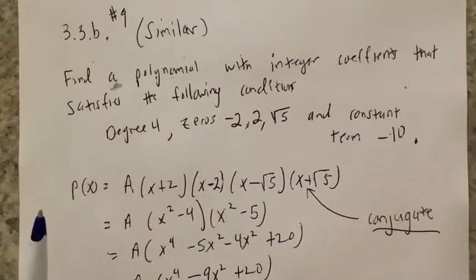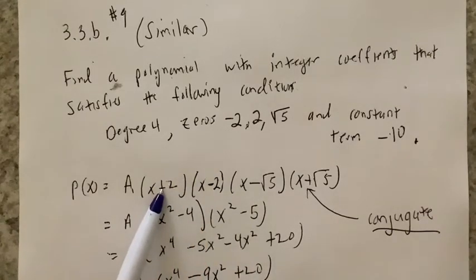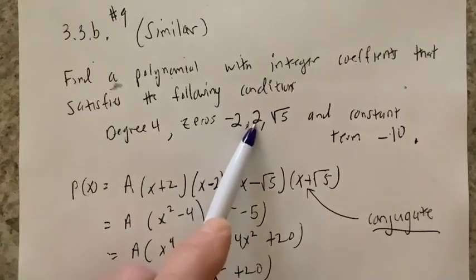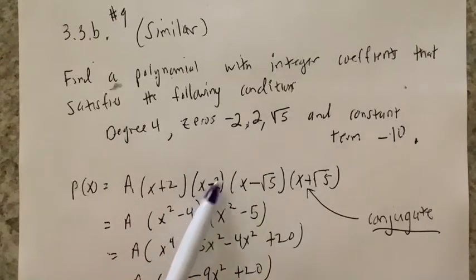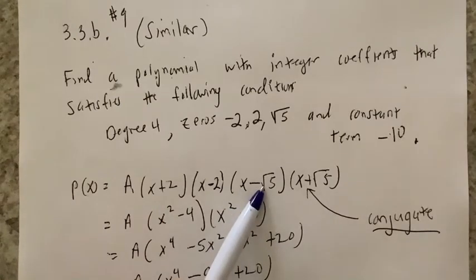So here's how it works. First of all, since -2 is a 0, x plus 2 is a factor, right? That's the good old factor theorem. So you got a factor here. If 2 is a 0, x minus 2 is a factor. If the square root of 5 is a 0, x minus the square root of 5 is a factor. Now there's two things here.